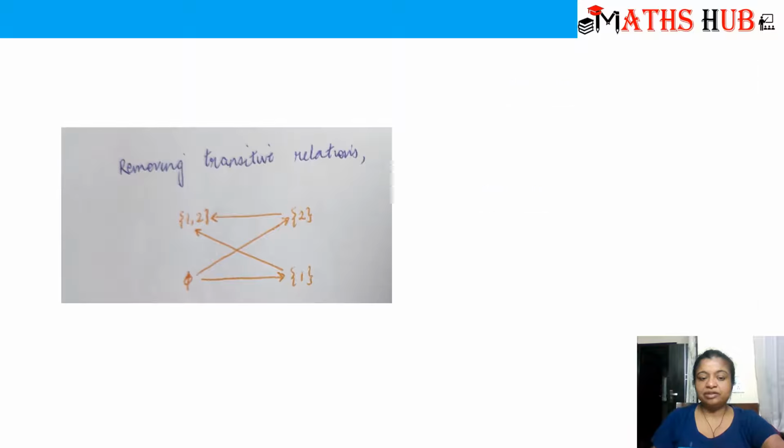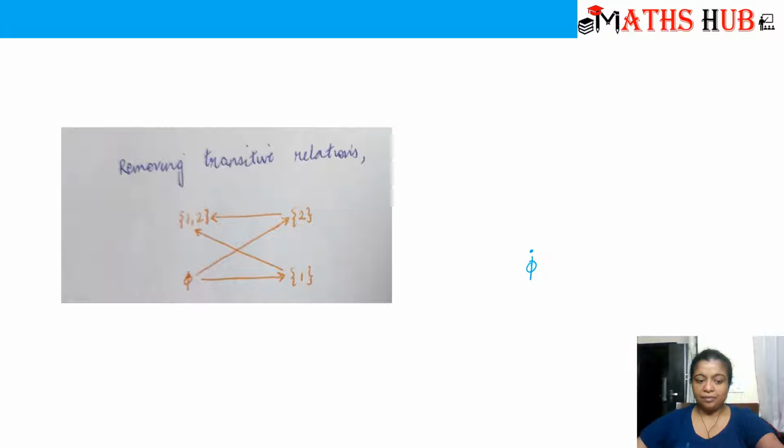After removing the transitive relations, we are left with this graph. At this stage, all the reflexive pairs have been removed, and all the transitive pairs have been removed. Now, how to draw the Hasse diagram for this particular relation? If you study this digraph carefully, from where is everything getting started? It is getting started from the element 5, right? So let's place 5 over here.